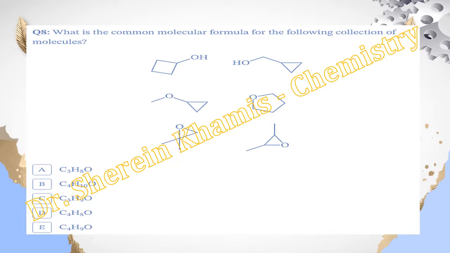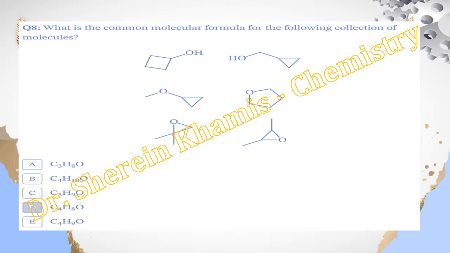Question number 8 says: what is the common molecular formula for the following collection of molecules? All of them have carbon atoms. We will take one. We have carbon 1, 2, 3, 4. We have 4 carbon atoms, and hydrogens we will count: 1, 2, 3, 4, 5, 6, 7, 8. We have 8 hydrogens and only one oxygen. So we have 4 carbon, 8 hydrogen and oxygen. The right answer will be letter D, C4H8O. We count all of them.